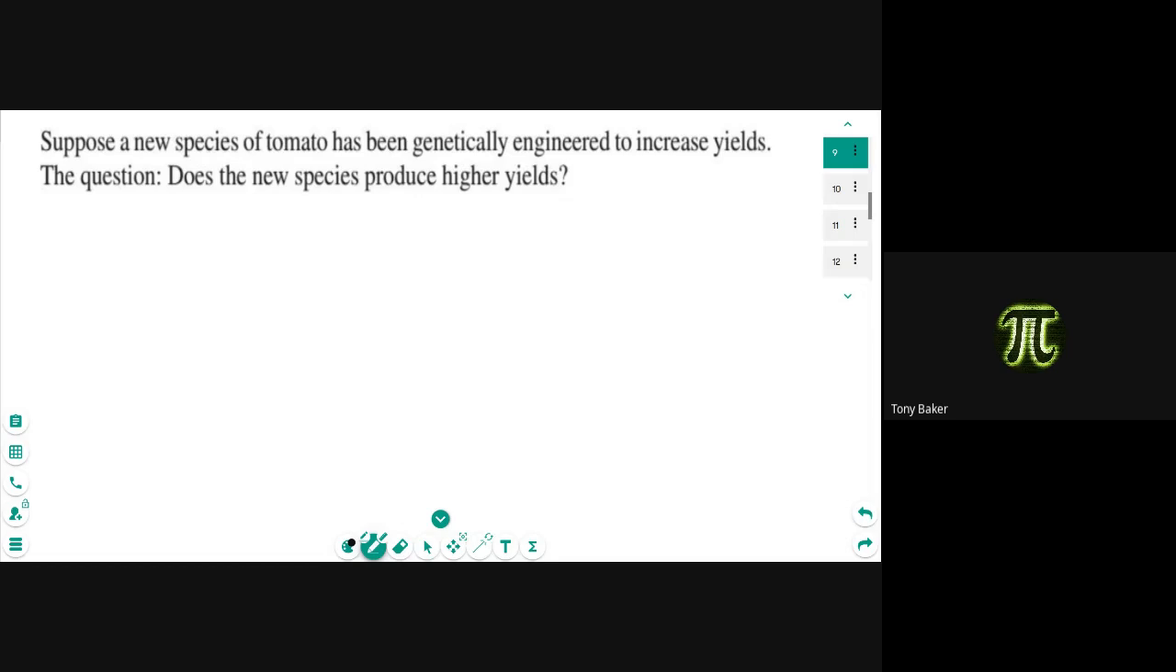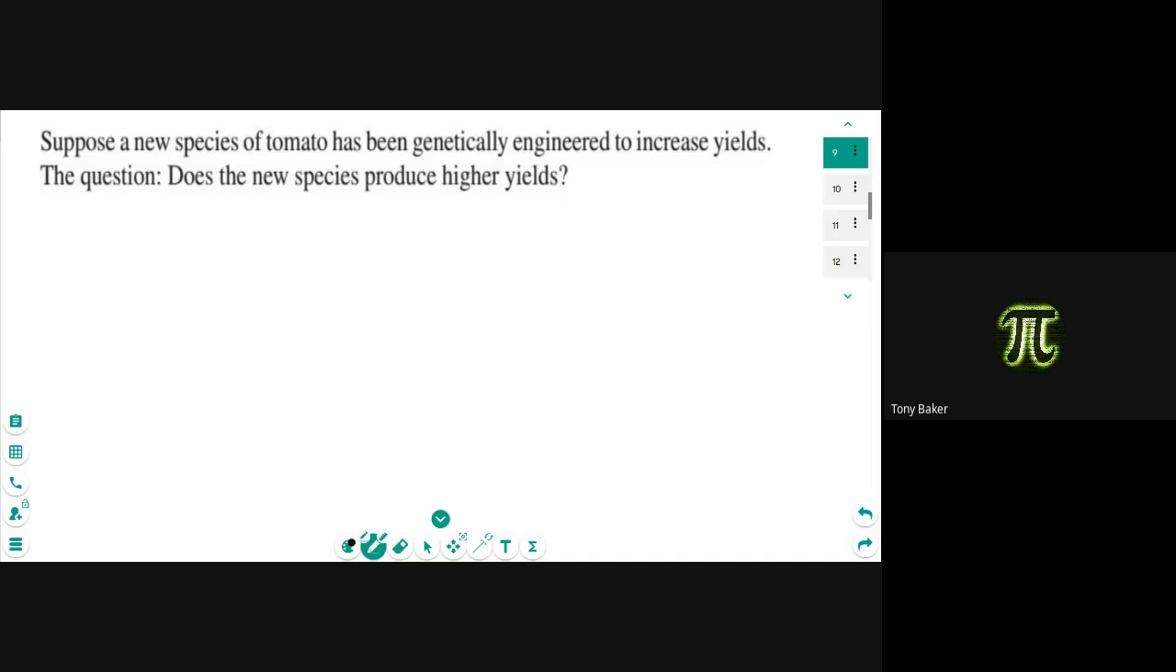So how would you set up a study to determine if your new species of tomato produced higher yields? Okay, we'll take a step back. What's the experiment? What are the two variables? What's the response variable? What am I measuring for? Tomato yields. That's what I'm looking at.